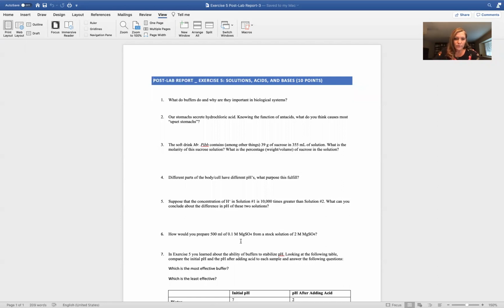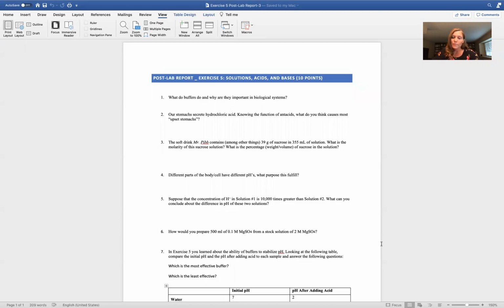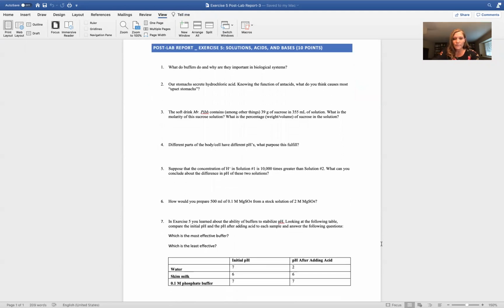So we're going to go over that question. I'm also going to go over number 6. How do you prepare 500 milliliters of 0.1 molar magnesium sulfate from a stock solution of 2 molar magnesium sulfate? But I do want to address this down here. So this is another question I've seen a lot of people have.